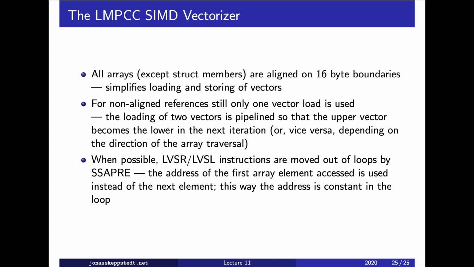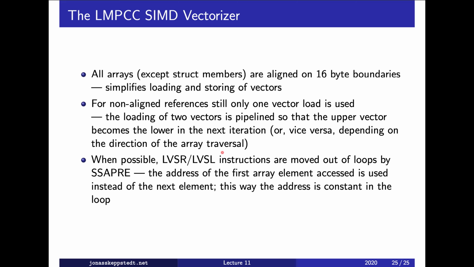So other things, all arrays except those in structs are aligned on 16-byte boundaries, which helps the compiler. And for non-aligned references, there is still only one load used by pipelining the two loads that we saw before. Namely, to reuse the second load by letting it be the first load in the next iteration.